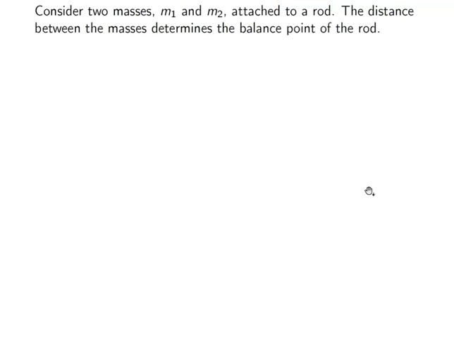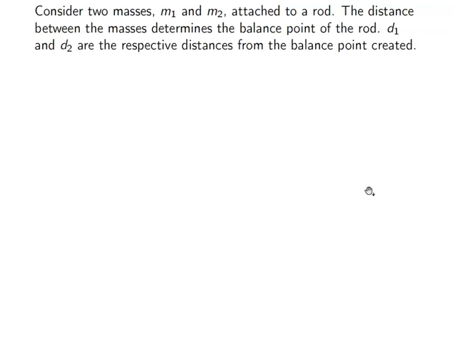Let's consider two masses, which we'll call M1 and M2. Let's say that these masses are attached by a rod. The distance between the masses determines the balance point of the rod. Remember that these two masses can be the same mass or they can be different. So think about two different weights that are separated by a distance, and the balance point is somewhere in the middle, right? The distance between the balance point and the respective masses is D1 and D2.